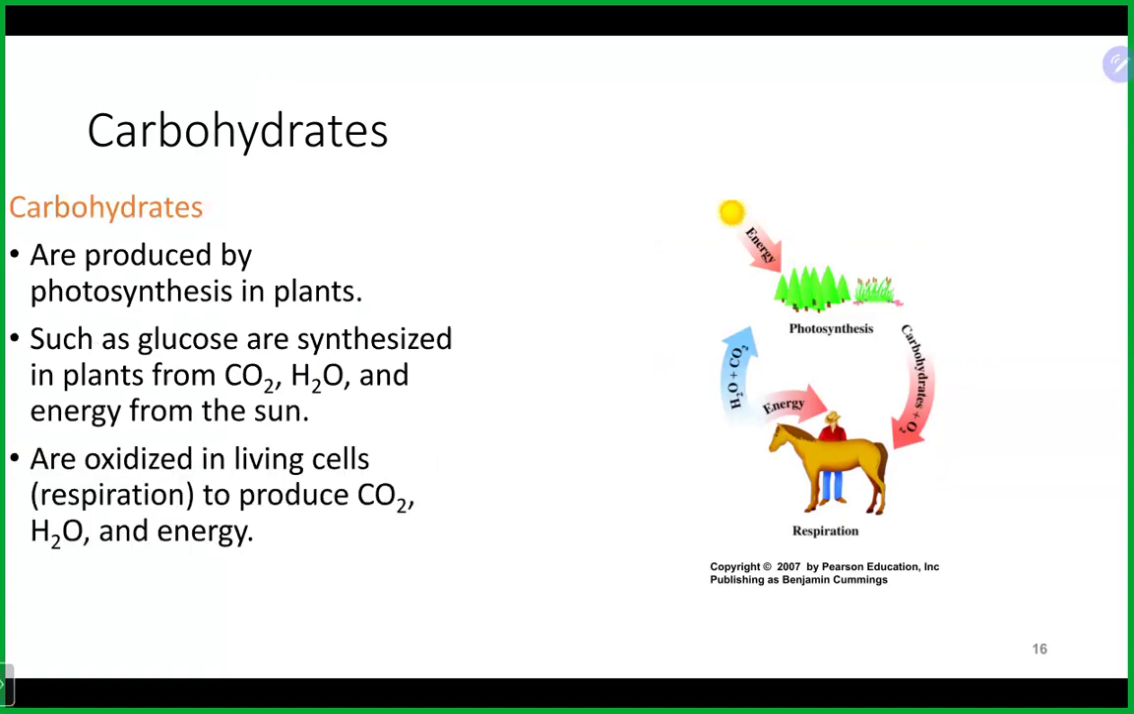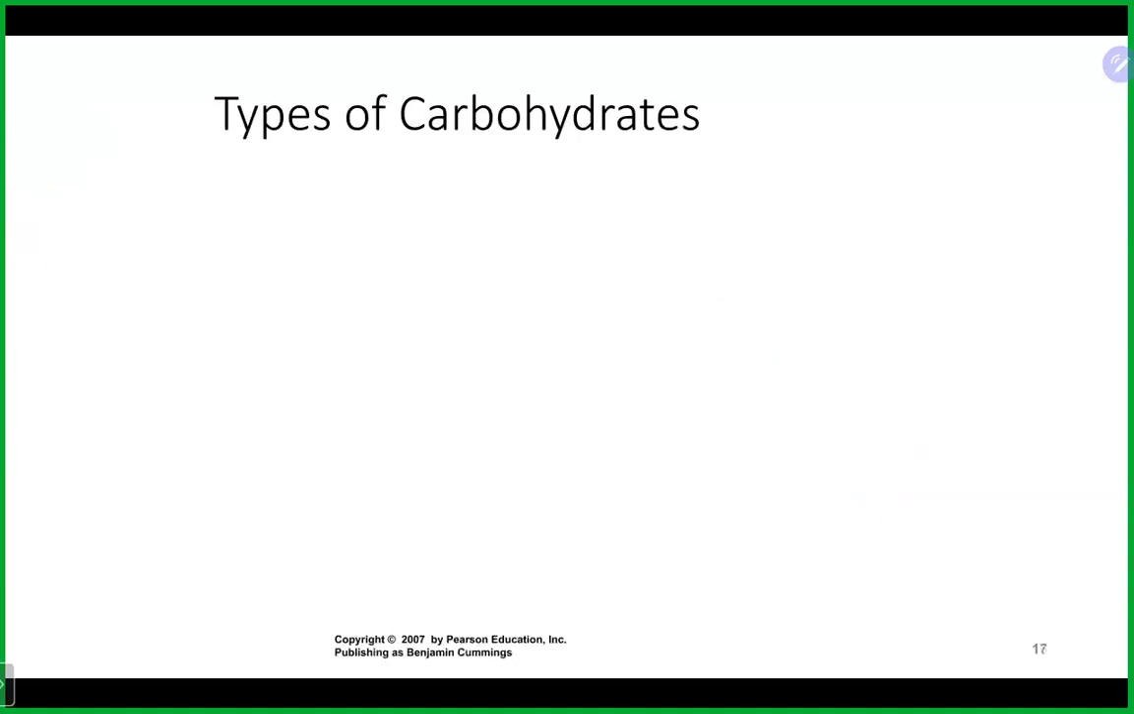Now, carbohydrates are produced through photosynthesis in plants, such as glucose, which is synthesized from CO2 and water and a little bit of sunlight, and this nice little respiration cycle here, making our glucose from our CO2 and water with a little bit of energy needed.